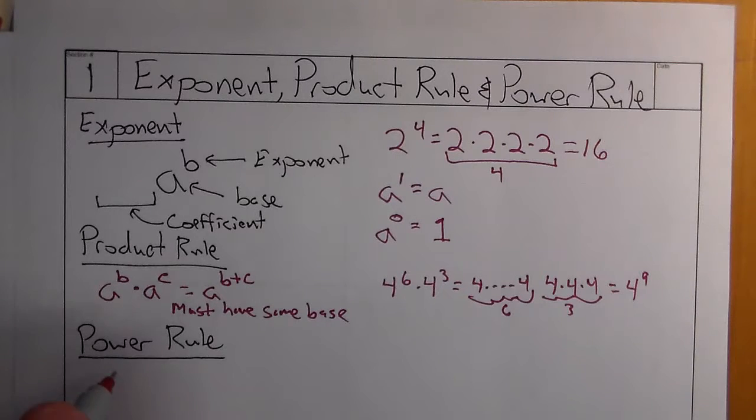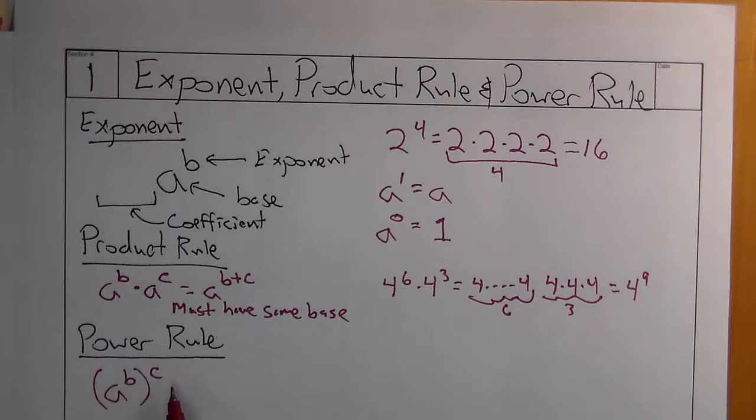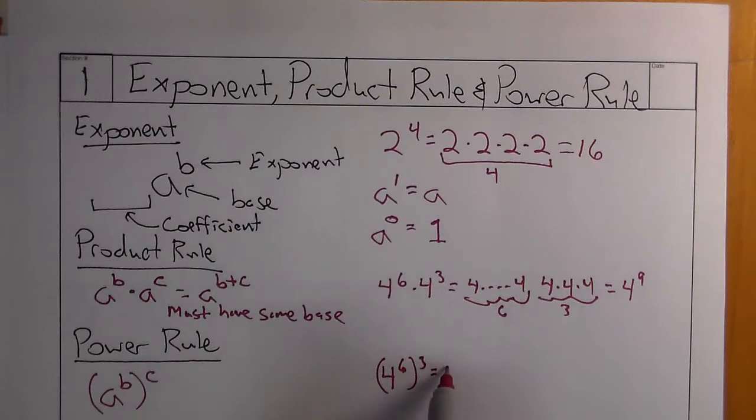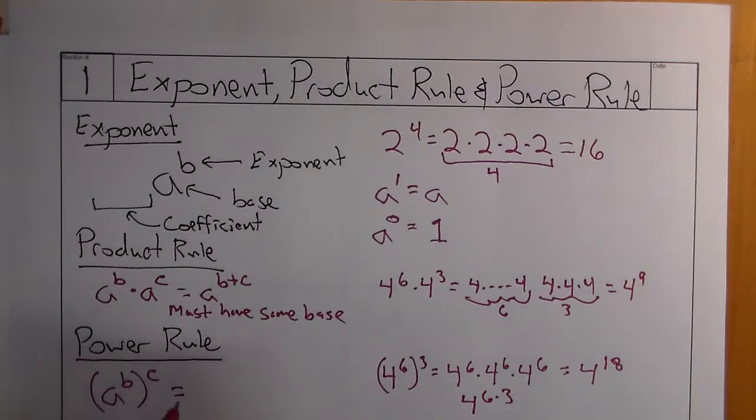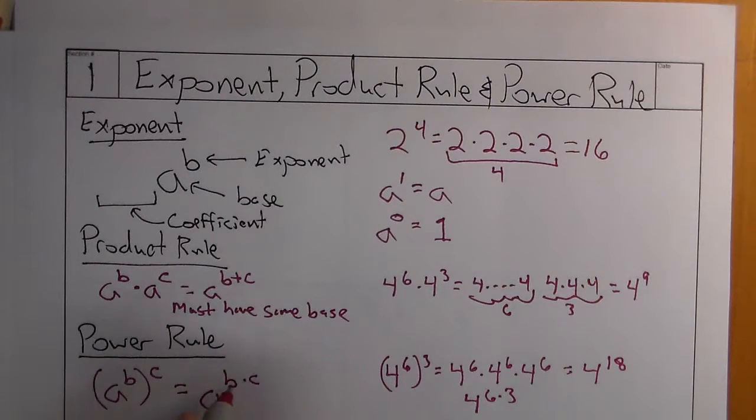In the power rule, we're going to look at something as a to the b to the c. So it's an exponent to an exponent. So let's say I went back to 4 to the 6th to the 3rd. That would be the same as expanding out to say 4 to the 6th times 4 to the 6th times 4 to the 6th, which using the product rule we would just add the exponents together, which gives us 4 to the 18th. Now how do I get 18 other than adding the 3 6's? Well, it's by multiplying 6 times 3, which comes out to our power rule being we multiply the exponents.